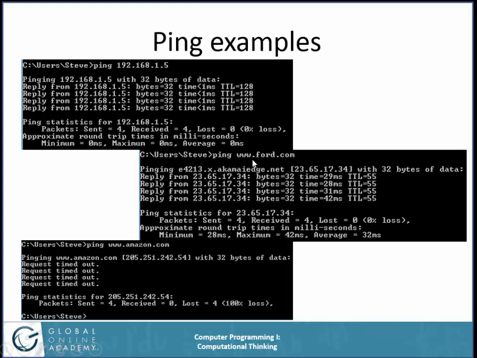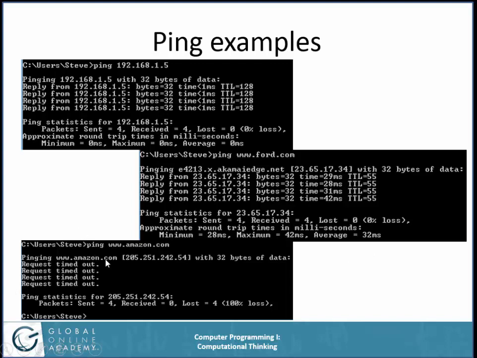Then I pinged Ford Motors server, www.ford.com. And it said, okay, I'll do that. And it pinged it at 23.65.17.34. All of them came back, but they were taking longer. 29 milliseconds, 28 milliseconds, and so on. 4 were sent, 4 were received. The average was 32 milliseconds.